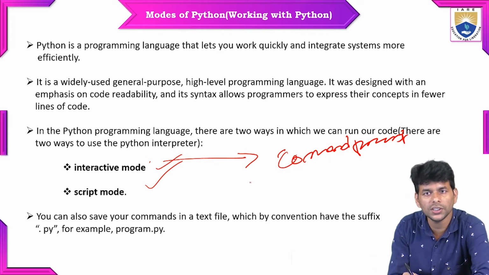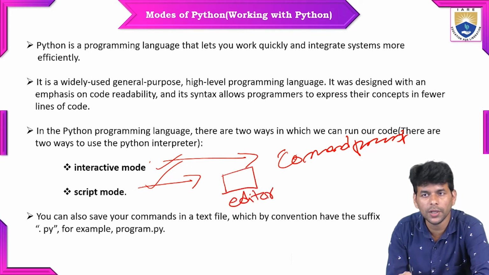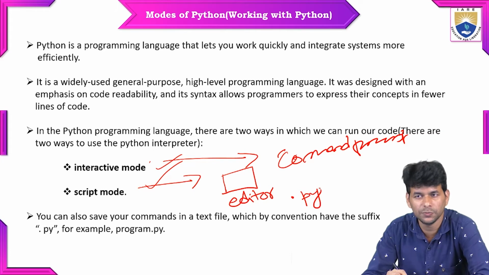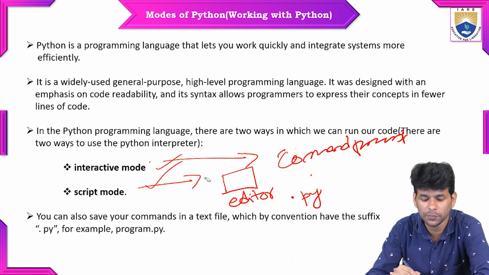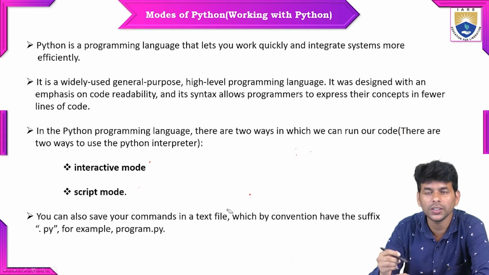The same thing comes under the script mode. When we are working with script mode, we are opening an editor. In this editor, we write a code and save that program with the .py extension, which indicates Python programming. So these are the two types of modes we have for writing a code and executing a code.